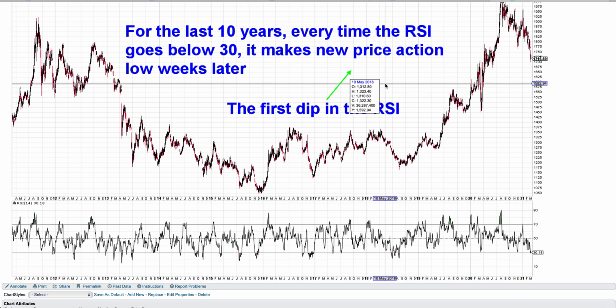Okay, so what is my sentiment here? It's extremely bearish.